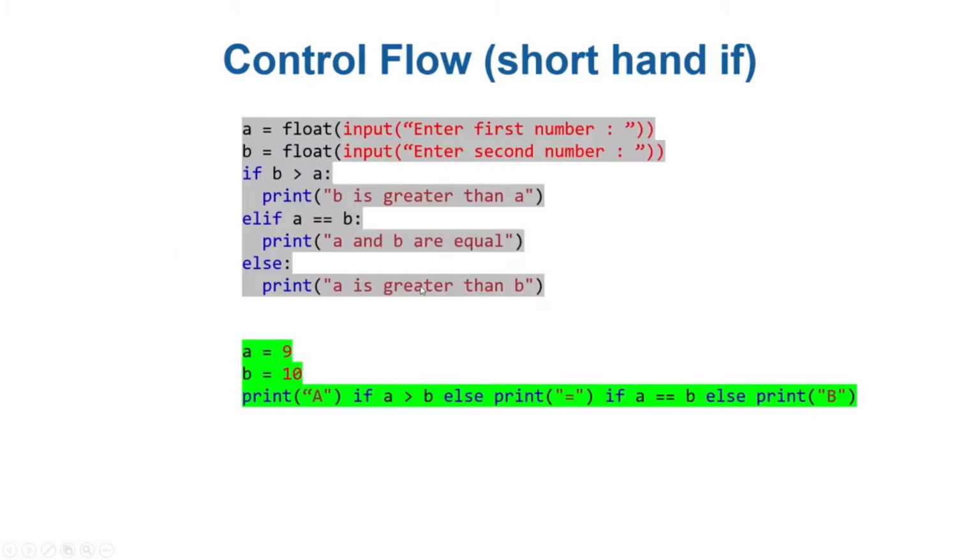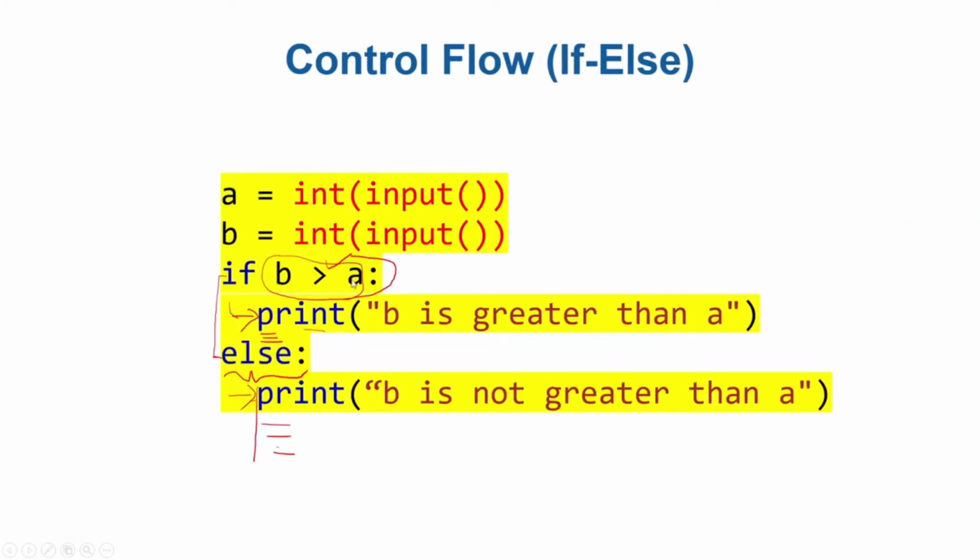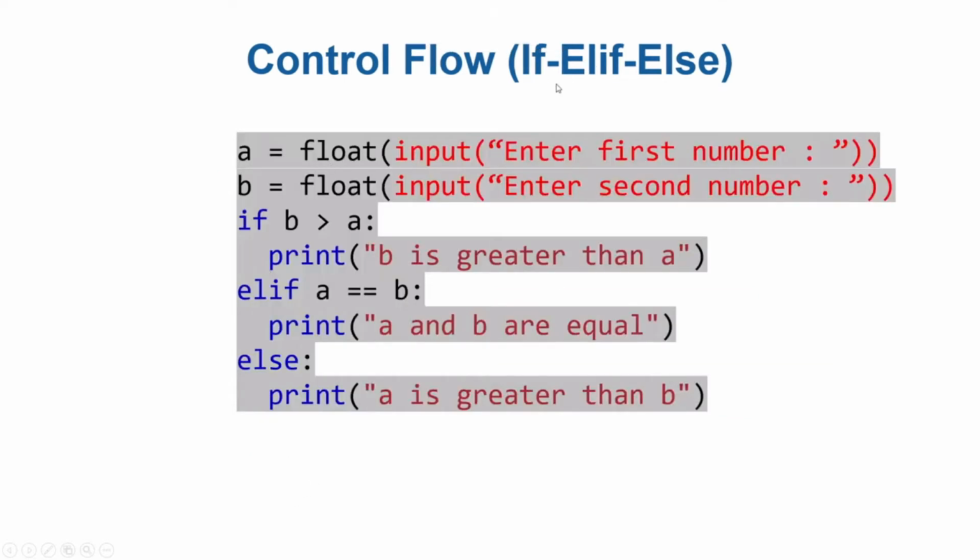Now, we have this if else structure. We can have one more power with this if. What if we want, if B is greater than A, then you print B, else if A is equal to B, then you print they are equal, and if both these conditions are false, then you go to the else part. So basically if, else if, else if, else if, else. So you can have a really deep structure.